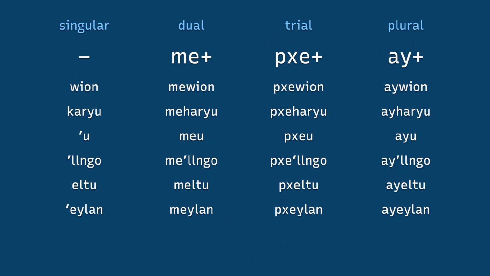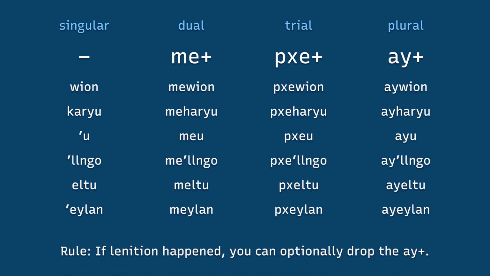Because the general plural, ai, is used really often, there's a way to shorten it. Namely, if the word was affected by lenition, you can just drop the ai. So, you can say hariu instead of ai hariu, and eilan instead of aielan. This way, the lenition on its own shows the plural. This short plural is optional. You can use it for all words affected by lenition except for the word u.